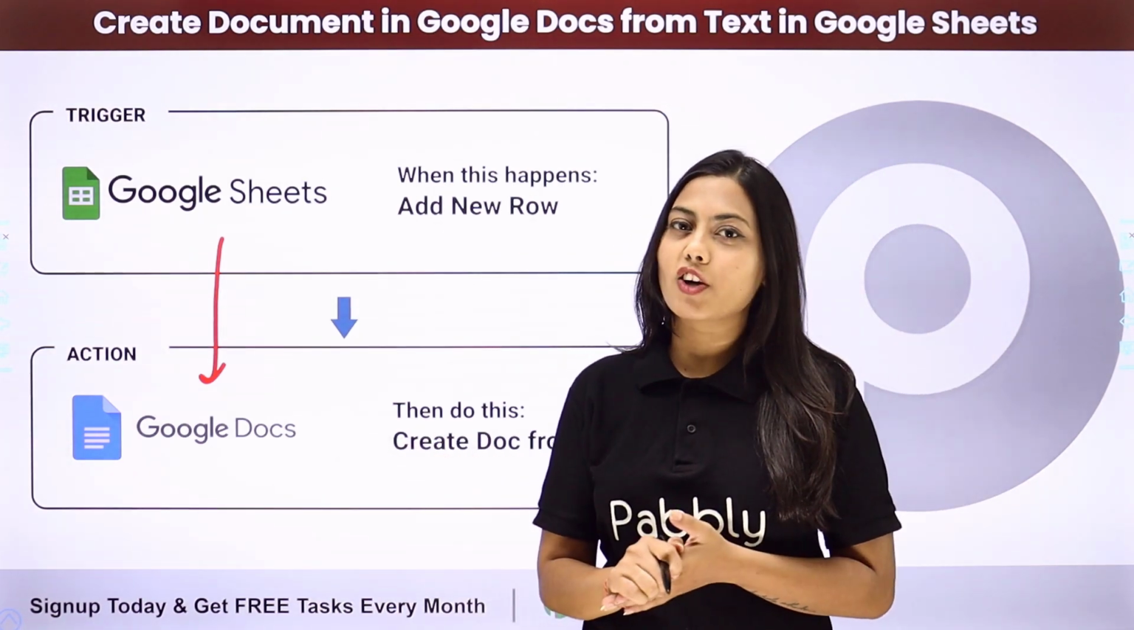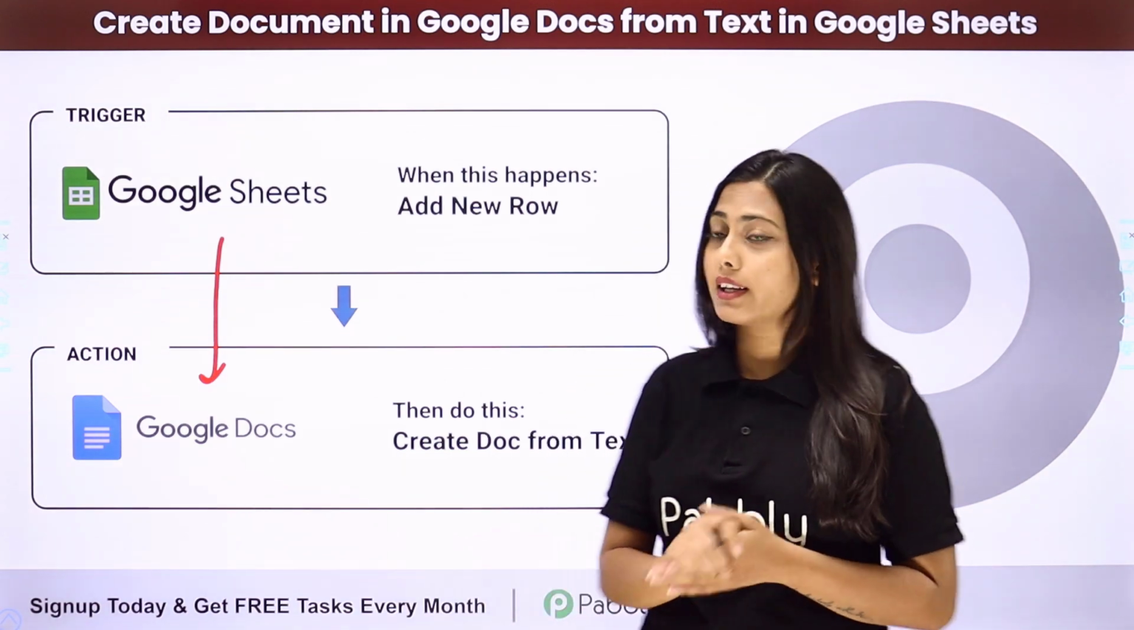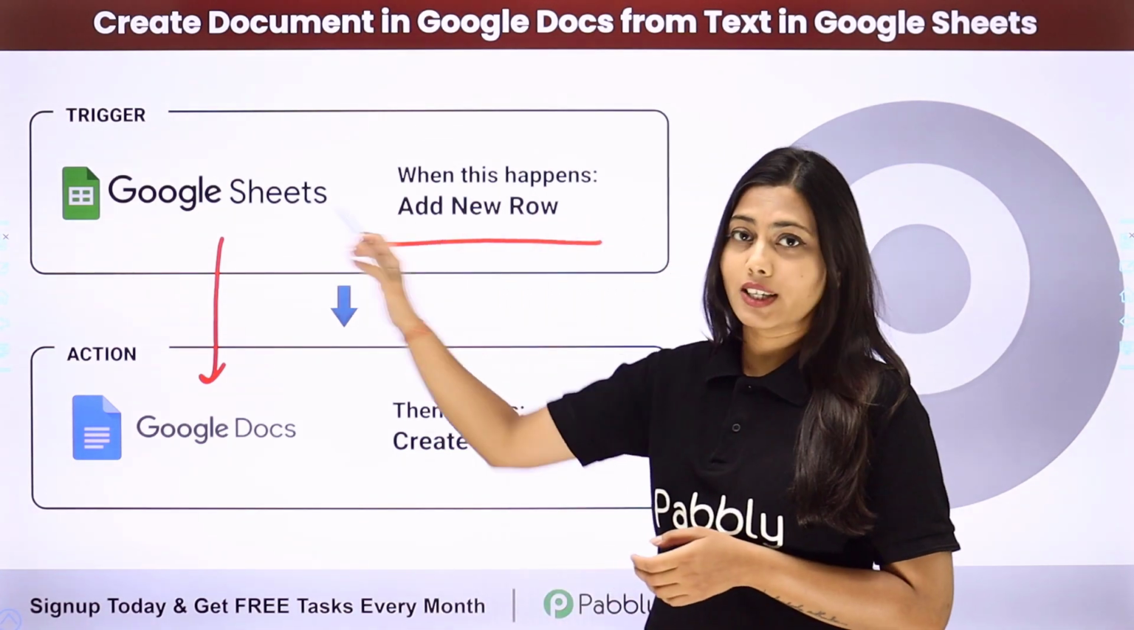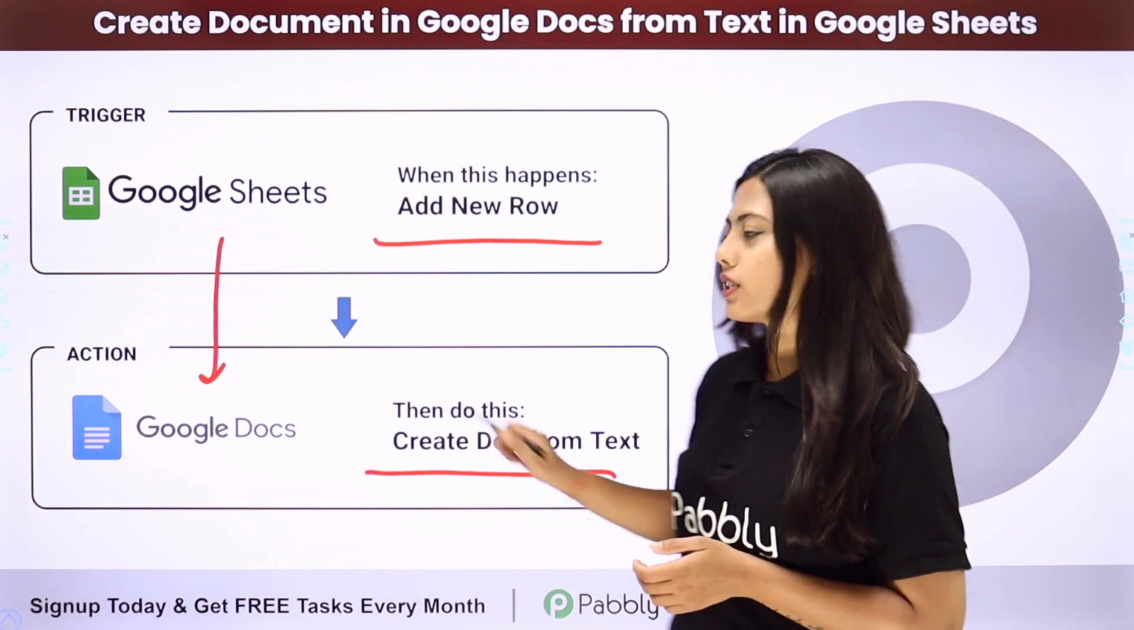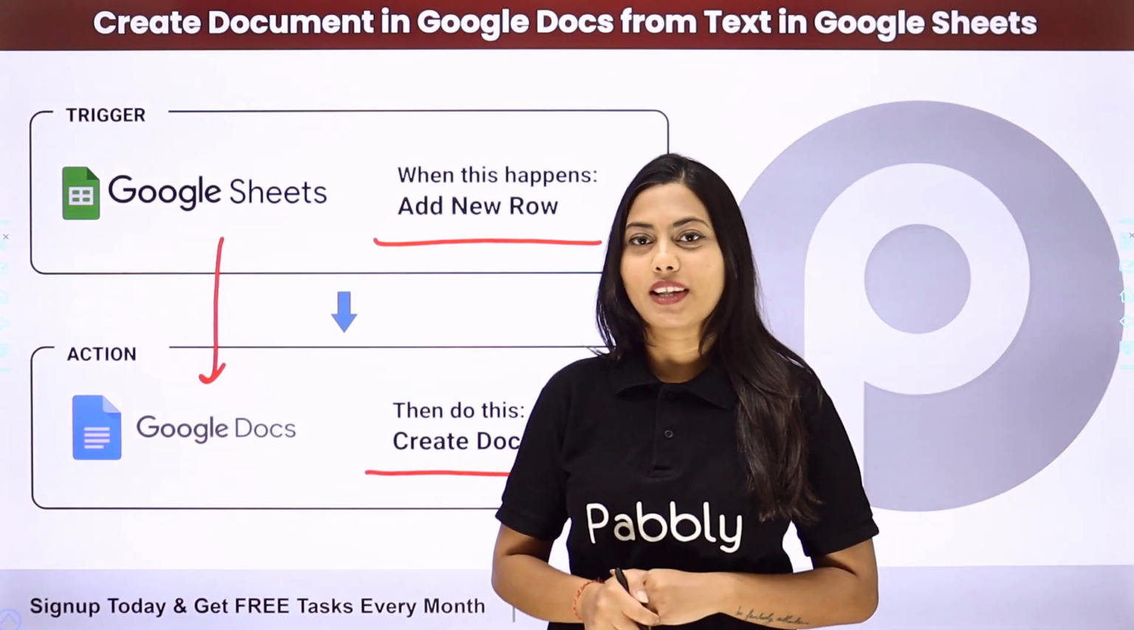So we will be creating this automation with the help of Pabbly Connect, where our trigger will be adding a new row in Google Sheet and our action will be to create a document in Google Docs. Let us learn how to do that.